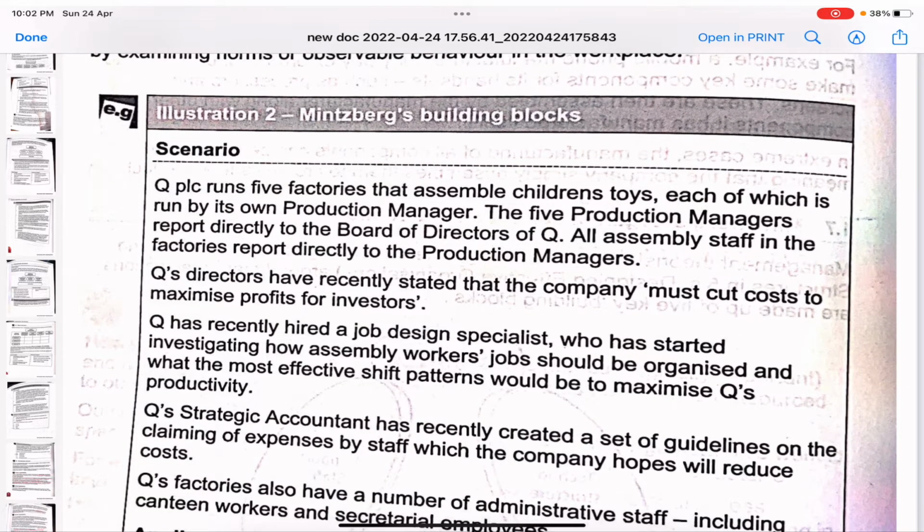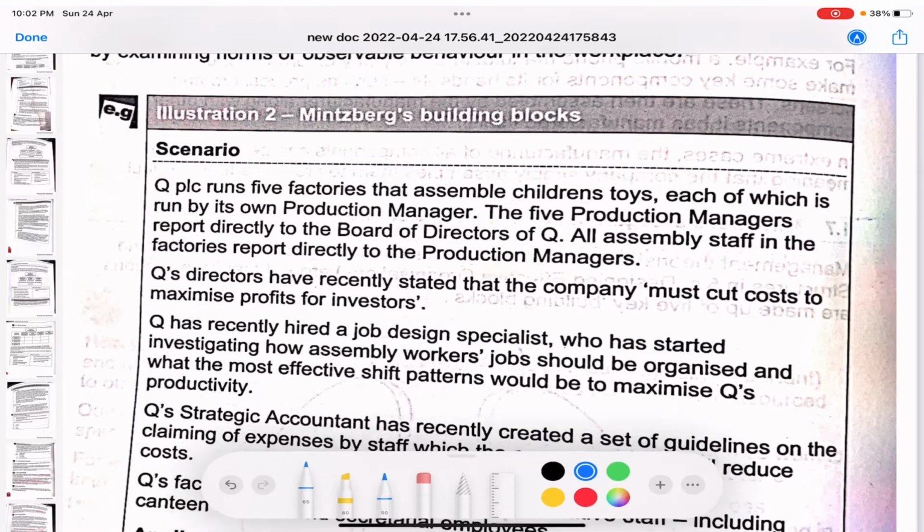Now we have Mintzberg's building blocks. QPLC runs five factories that assemble children's toys, each of which is run by its own production manager. The five production managers report directly to the board of directors of Q. All assembly staff in the factories report directly to the production manager. So what did we understand here? Who belongs to the strategic apex? Board of directors. Obviously the board of directors belongs to the strategic apex, which is the top level.